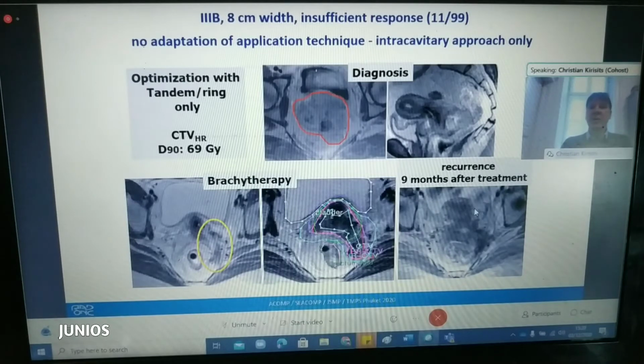At this time, we tried to irradiate this, we tried to cover it, but we could just cover this central part here with intracavitary. No needles have been applied. This part of the CTV was completely uncovered, which resulted finally in a recurrence 9 months after treatment.